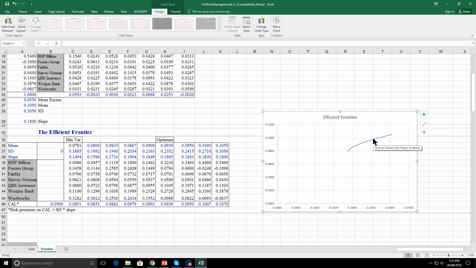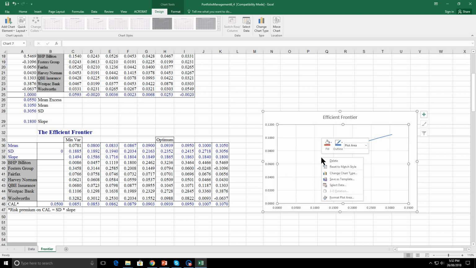But we already know that as far as capital allocation is concerned, our risky portfolio needs to be combined with a risk-free asset, and that line should be the tangent of the capital allocation line, which will represent our optimal risky portfolio. So now we need to draw a capital allocation line, and we need to find out the tangency point of this efficient frontier to that capital allocation line.